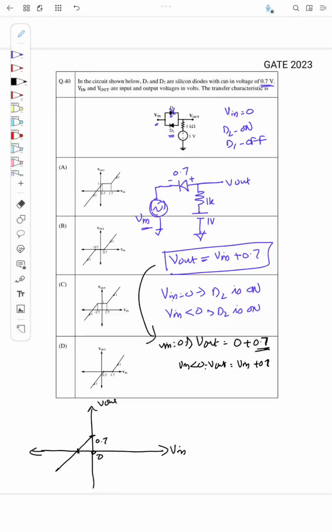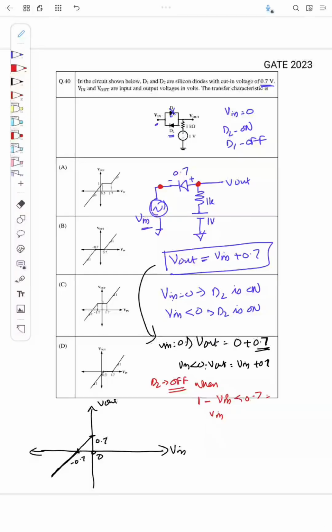At Vin equal to minus 0.7, minus 0.7 plus 0.7 is 0, so Vout will be equal to 0. And when Vin is less than minus 0.7, Vout will also be negative. Now D2 becomes off when this node voltage minus this node voltage is less than 0.7. That is, when the voltage 1 minus Vin is less than 0.7, then D2 is off.